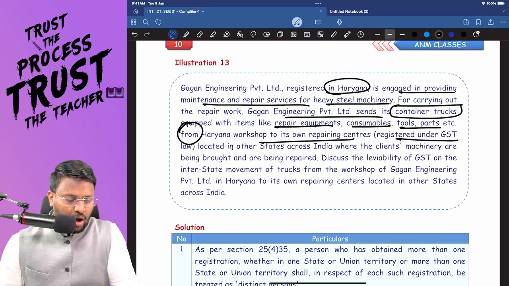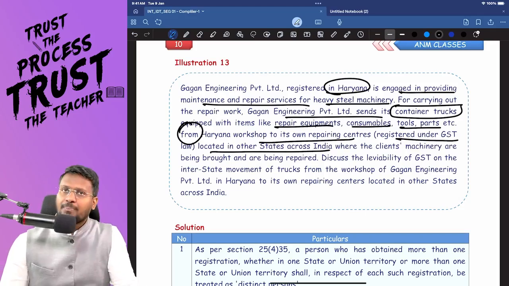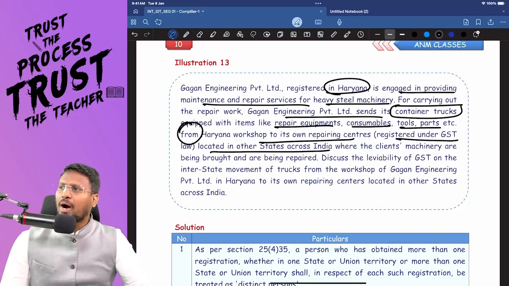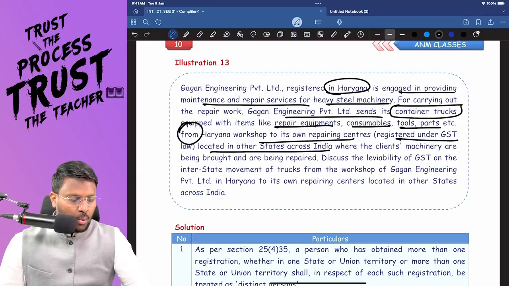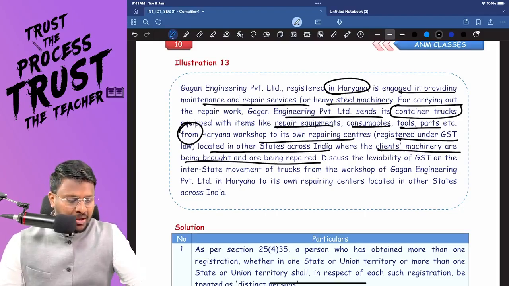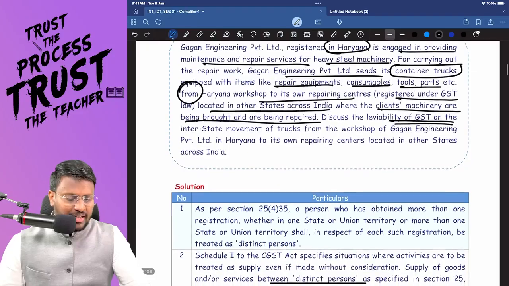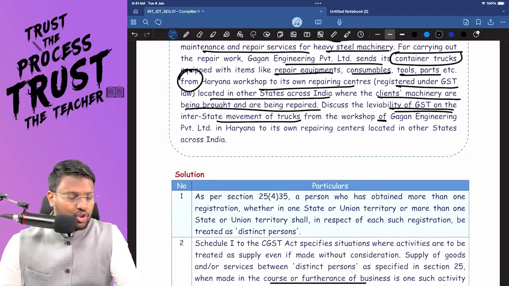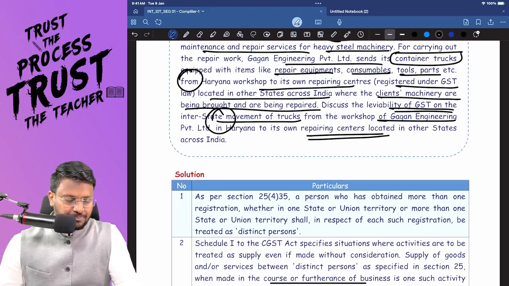Registered under GST law, located in the other state across India. So the lorry will travel from one place to what? Another. Inside that lorry, what and all will be there? Equipment will be there, and also service providers will be there, where the client's machinery are being brought and are being what? Repaired. Discuss the leviability of GST on the interstate movement of truck. That means the lorry truck is moving from one state to another state, from the workshop of Jagan Enterprise in Haryana to its own what center located in the other state across.